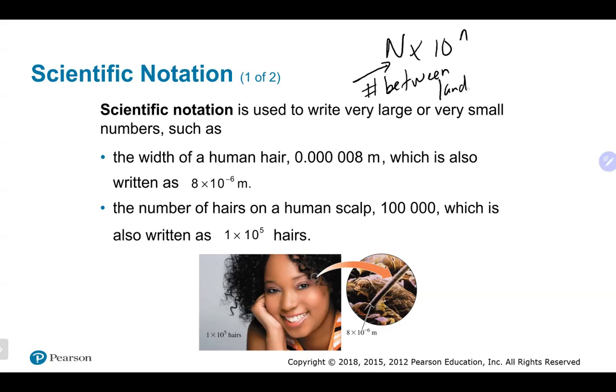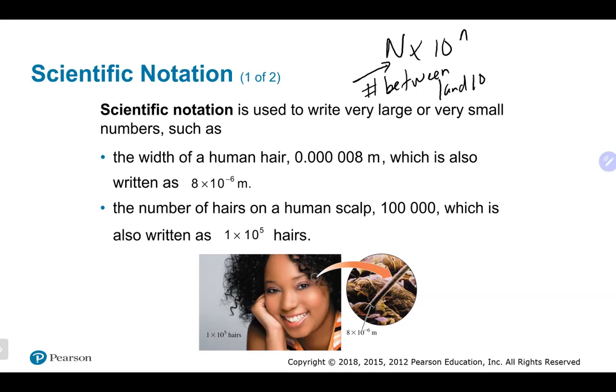And this first N needs to be a number between 1 and 10. It cannot be less than 1, and it cannot be 10 and above. So it's got to be 1 point something all the way up to 9 point something. It cannot be, again, 10, 20, 100, or 0 point something.